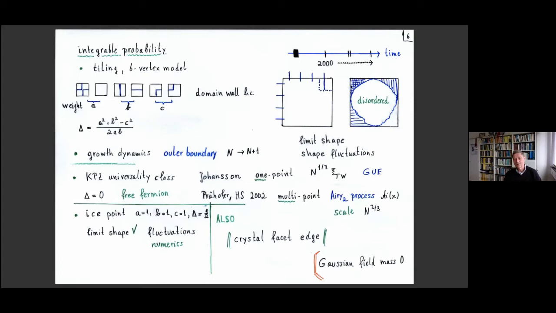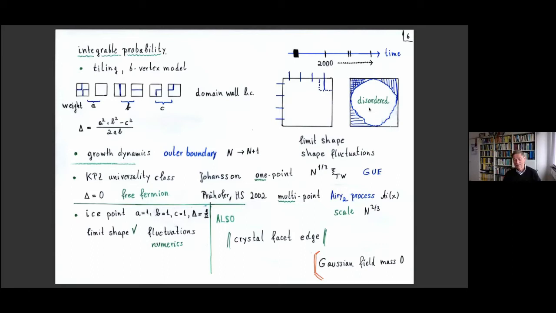Okay, and so what you will see if you do many of those is that you see here tiles which inherit what they see from the boundary, but then after a while this is not so optimal anymore, and in fact you will see a middle region which is called a disordered region.